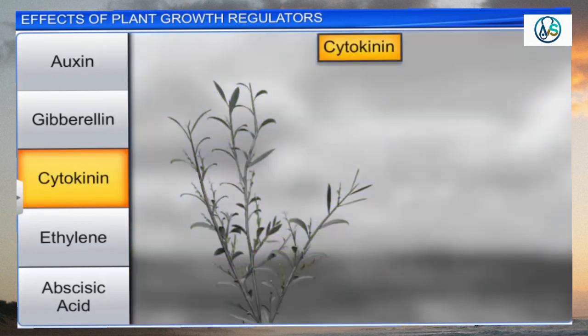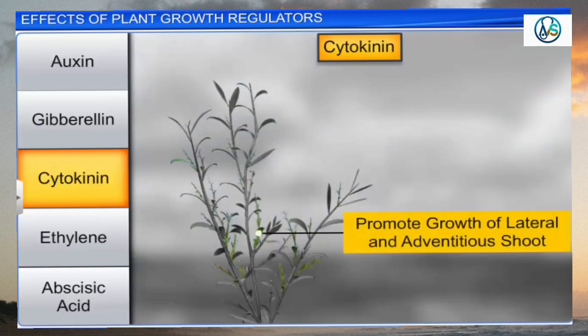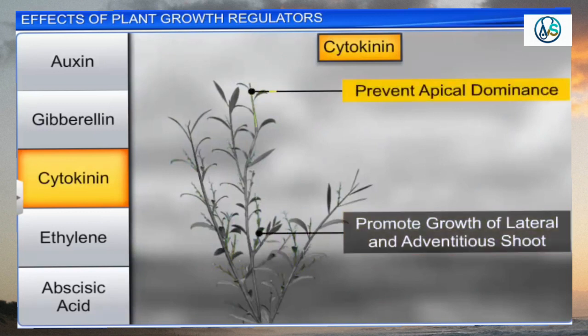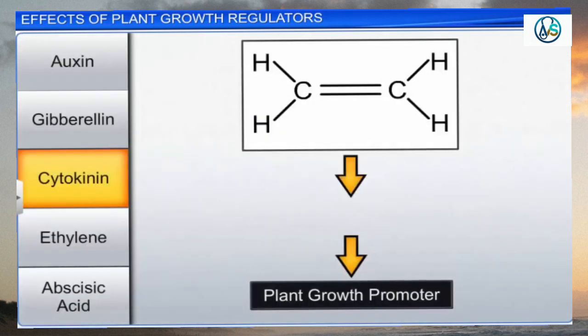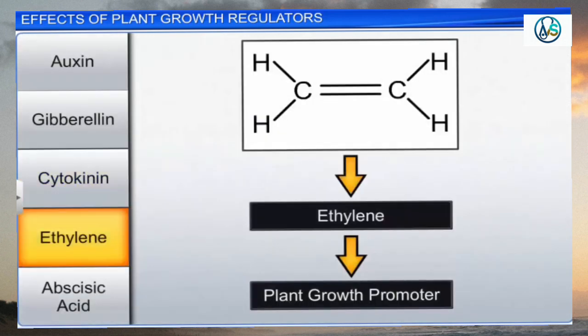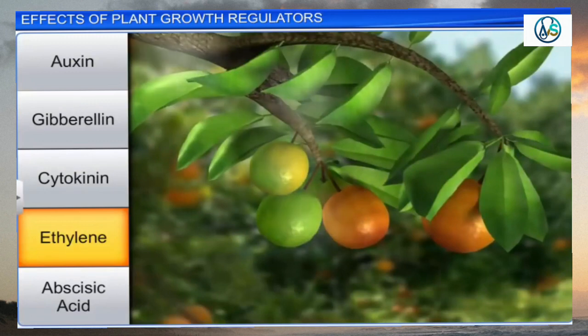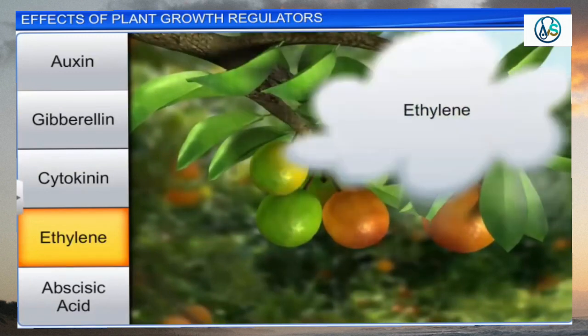They promote the growth of lateral and adventitious shoots by preventing apical dominance. They also delay senescence or the aging of leaves. Another growth promoter, ethylene, is present in plants in gaseous form. It is synthesized in the organs of plants that undergo senescence, such as ripened fruit.